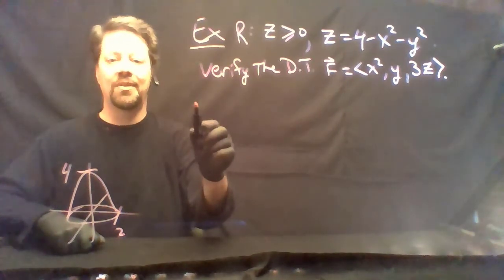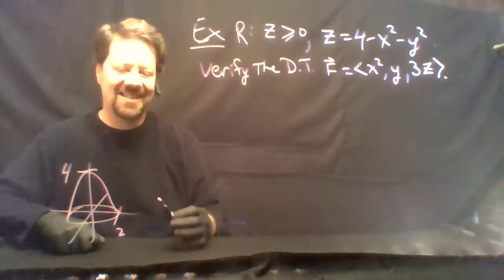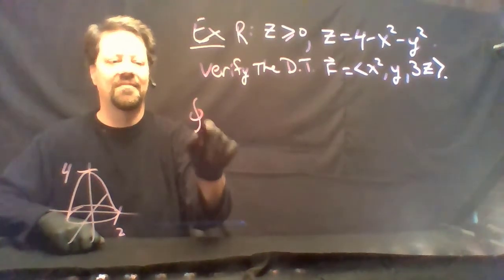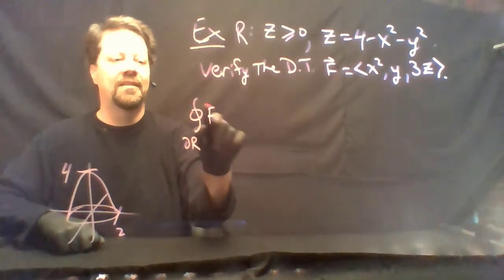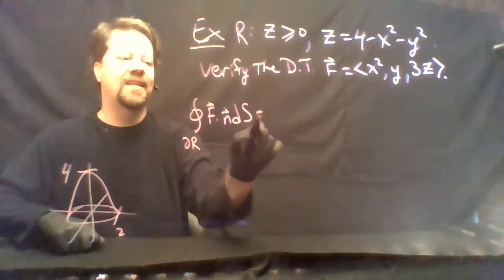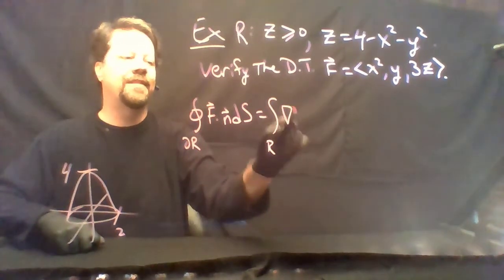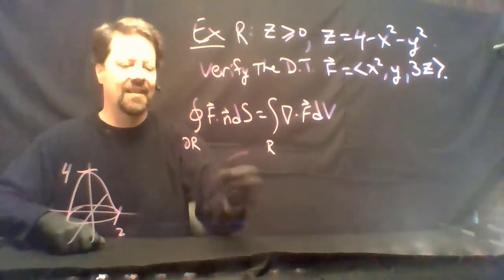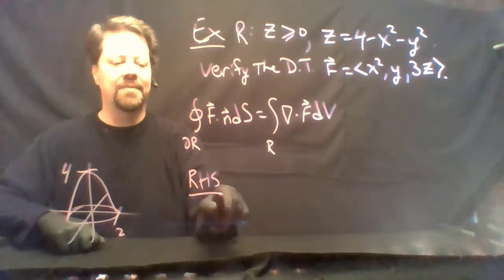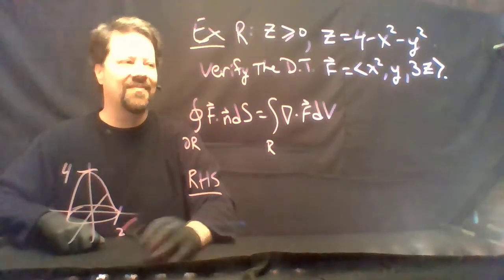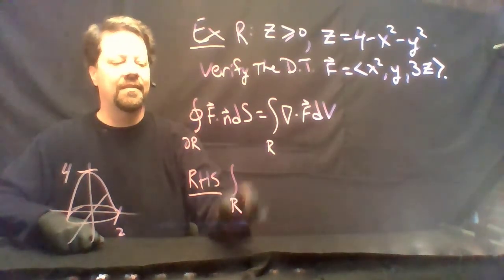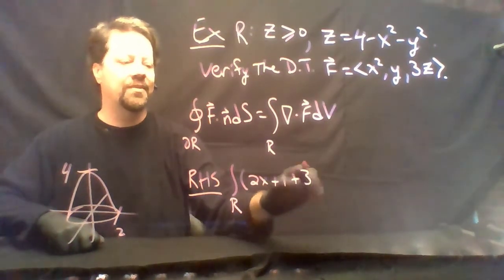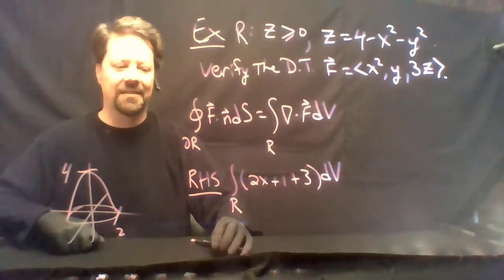Okay, so remember step 1, state the equation involved in the divergence theorem. I'll give you 3 points for that. You take the flux and set it equal to the integral over all of R of the divergence of the vector field against a volume element. Let's do the right-hand side first because that's usually easier to do. The divergence of this vector field will be 2x plus 1 plus 3, against a volume element.